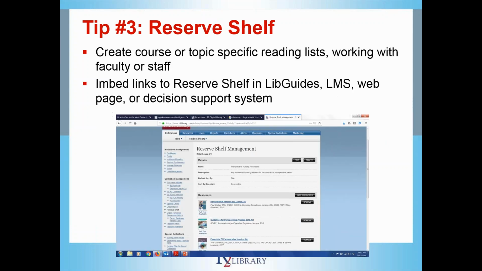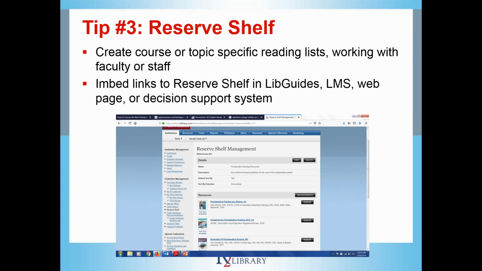Tip three, and this is a variation on that content in context theme, the reserve shelf. The R2 library does have a tool in the administrative area that allows you to work with your faculty or staff to create course or topic specific reading lists. Those lists can be comprised of R2 library ebooks and links. You can also upload URLs to third-party content that might be relevant to that particular class, or in a hospital environment, a training session, advanced cardiac life support, for example.